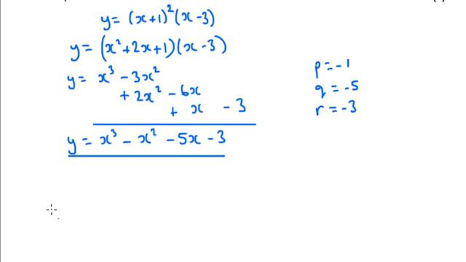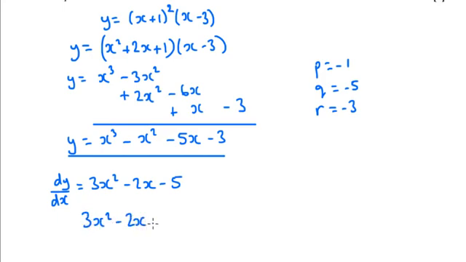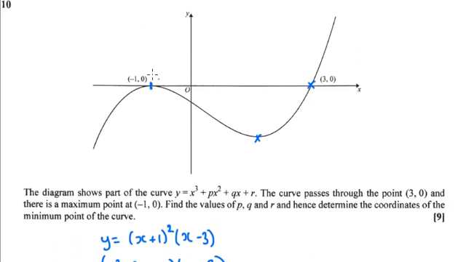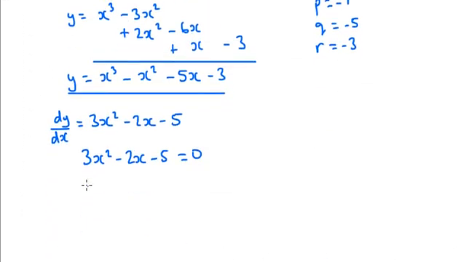So if we now differentiate this, dy by dx is going to be 3x squared take 2x take 5. We can set that to 0. We know one of the brackets is going to have to be x plus 1, so that's going to help us factorise this. That should make the second bracket a minus 5. Let's check if that works. So we're going to have minus 5x plus 3x is minus 2. Yeah, that's right. So the other stationary point is going to be at x equals 5/3.